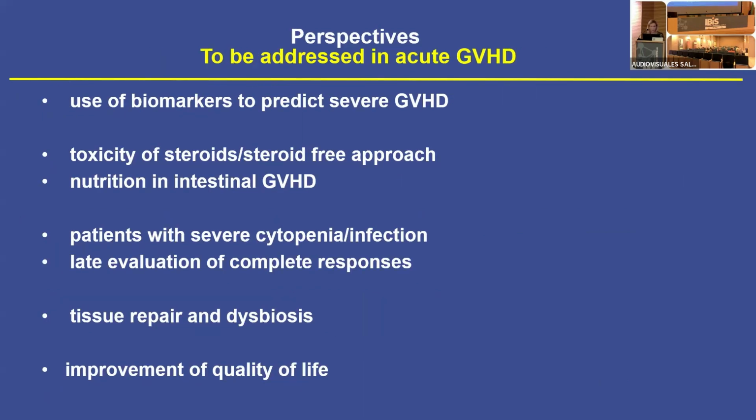And the questions which still stay to be addressed in acute GvHD, and this could be points for discussion as well, is the use of biomarkers, steroid-free approach, nutrition, partial remissions with the drugs that we have available and how to improve it. Is it tissue repair and dysbiosis? And of course, how to improve the quality of life of our patients. That's it. Thank you.